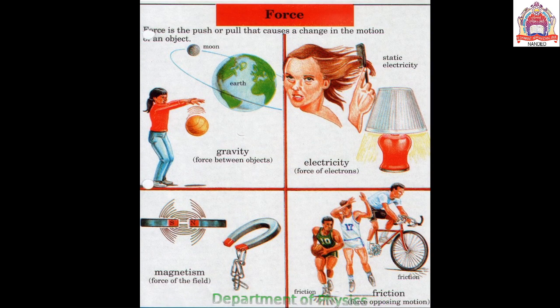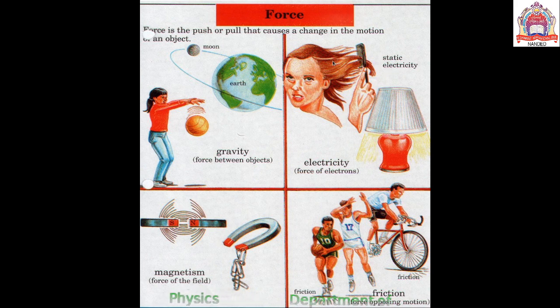What is force? Force is the push or pull that causes change in the motion of an object. The first example: here there is a force of attraction between the two objects, moon and earth, directly proportional to the product of their masses and inversely proportional to the square of the distance between them. So there is the force. The earth is pulling, so they are bound with each other. The gravity here is the force between the two objects.